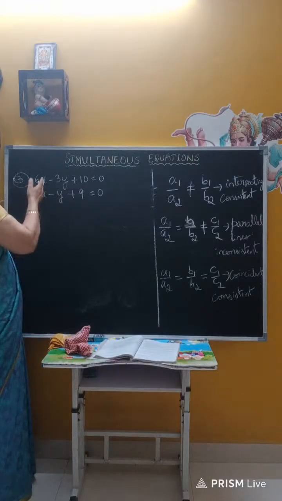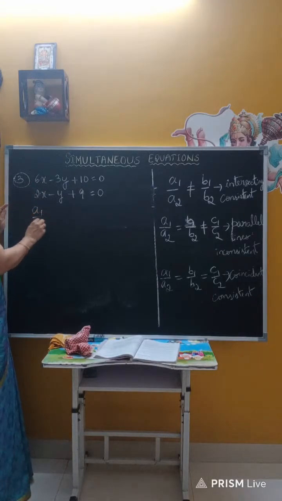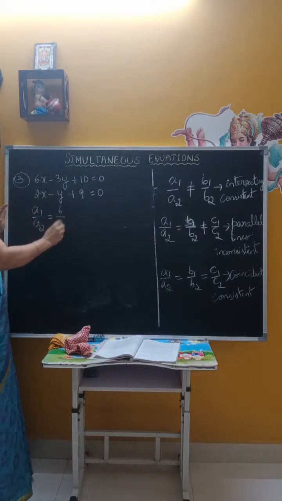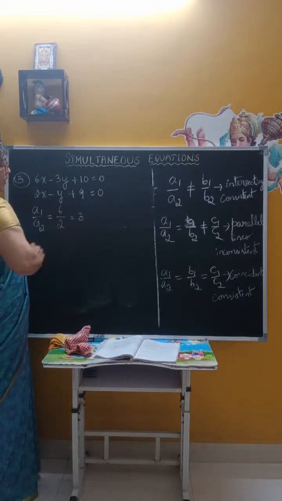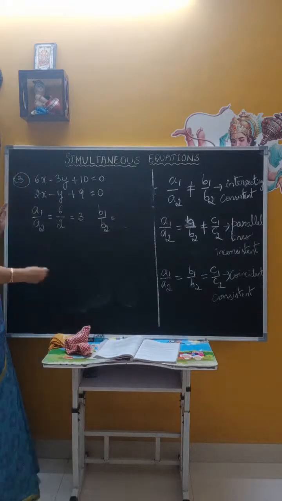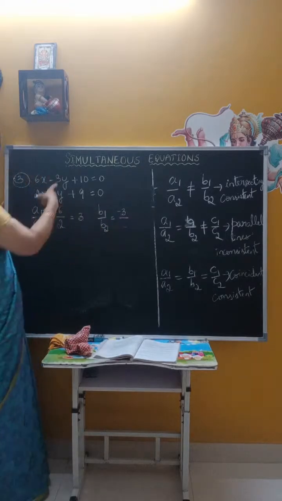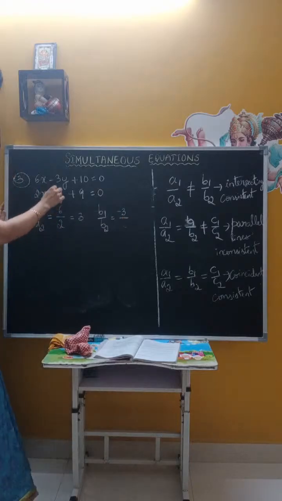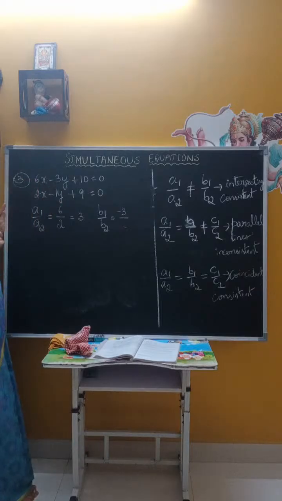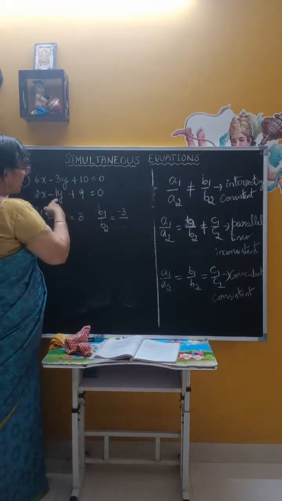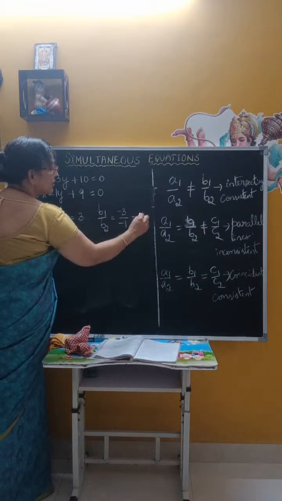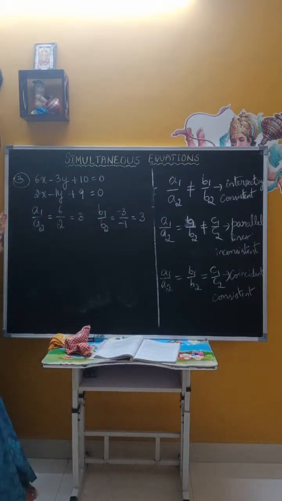Now let us take the ratios. As usual, a1 by a2 is equal to, yes, what is a1? 6 by a2 2. So answer is 3 by 1 or 3. b1 by b2 is equal to minus 3 by minus 1. Here, along with y there is no number. That means it is nothing but minus 1y. So coefficient is minus 1 here. Minus 3 by minus 1. So answer is minus by minus plus, it is 3 or 3 by 1. Ratio is 3 by 1 or 3.